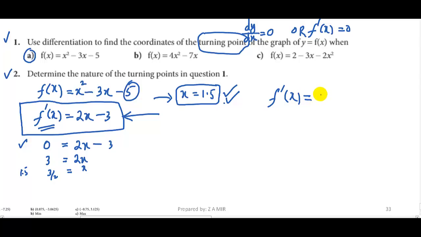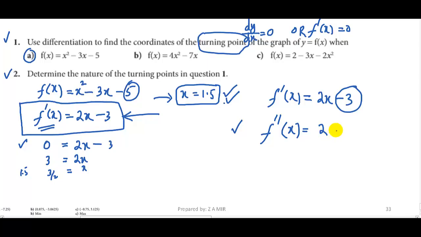This is the first derivative. So differentiate again and take the second derivative, with the same concept. It is just like 2, because its derivative is 0. The second derivative is 2.